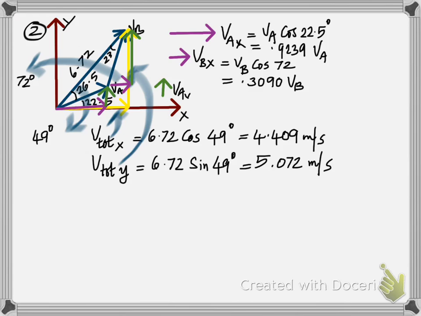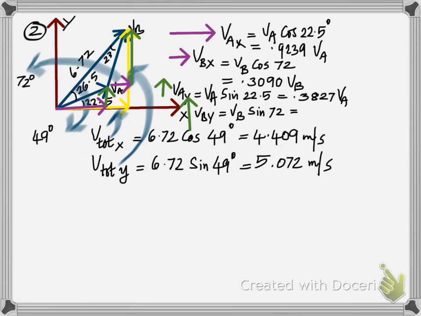Now, how do you find VAY? VAY is just VA sine 22.5. Remember, the vertical component is always sine. So that's going to be 0.3827 VA. And this is VBY. And what is that going to be? That's going to be VB sine 72 degrees. I've slowed this video down so that you have enough time to understand.